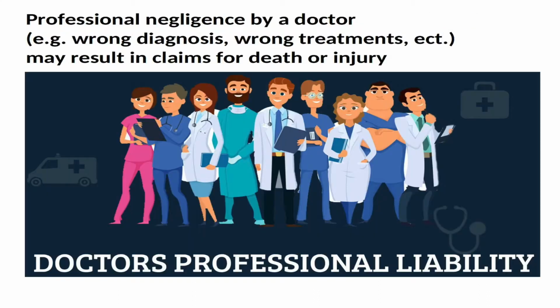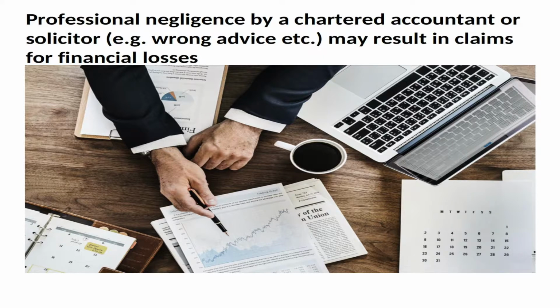For example, professional negligence of a doctor, such as wrong diagnosis, wrong treatment, etc., may result in claims for death or injury. Professional negligence by a chartered accountant or solicitor, like giving wrong advice, may result in claims for financial losses. So, these policies are generally issued for a period of 12 months.